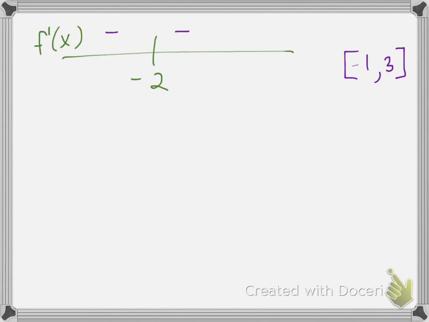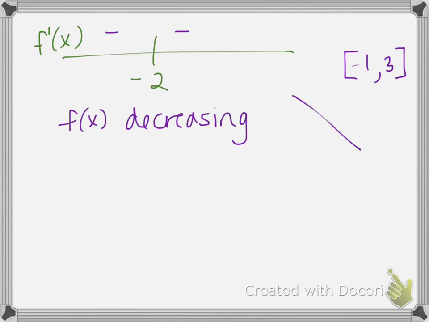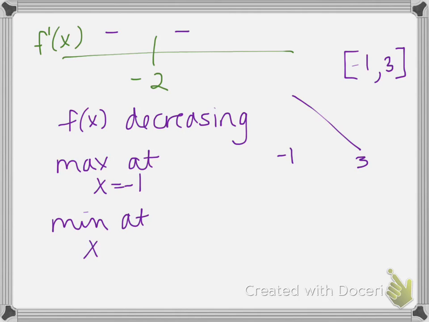Since f prime of x is always negative, that means that f of x is decreasing. So think about that a second. Decreasing means we have a graph that's coming down. It might be doing other stuff in the middle, but basically it starts high and comes low. It's decreasing. So what that means, if this is -1 and this is 3, that means that there is a max at x equals -1, and there's a min at x equals 3.